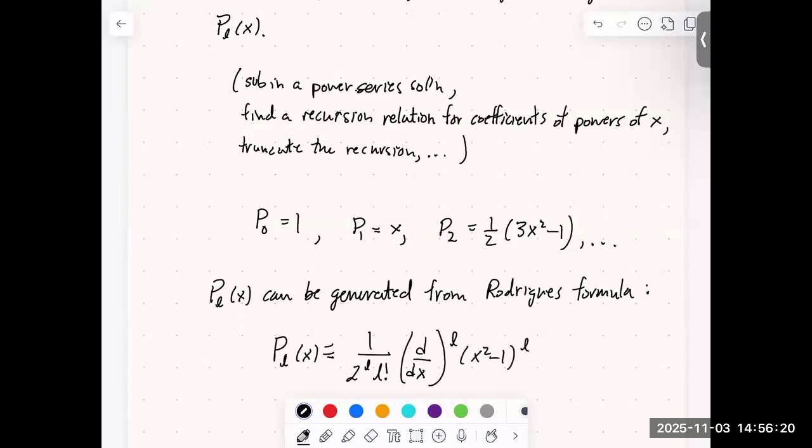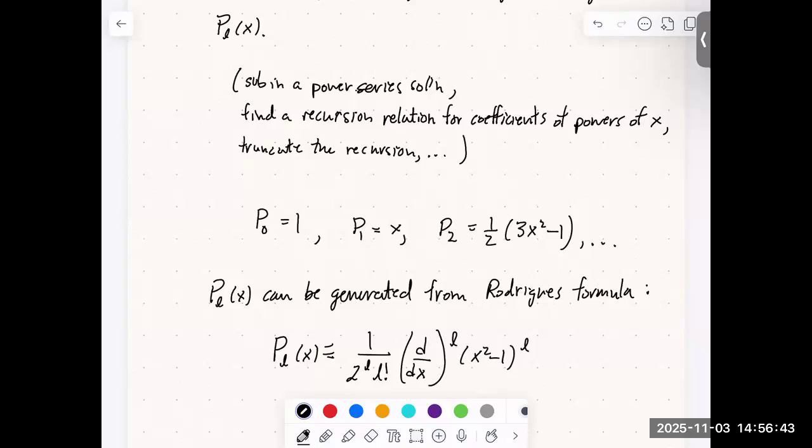Let's take L equals 0. L equals 0, we get 2 to the 0 times 0 factorial. Both of those are 1. So all of this is 1. And then we take the 0th derivative, so we don't take any derivatives. (x squared minus 1) to the power 0 is just 1. So that clearly works. Let's do L equals 1.